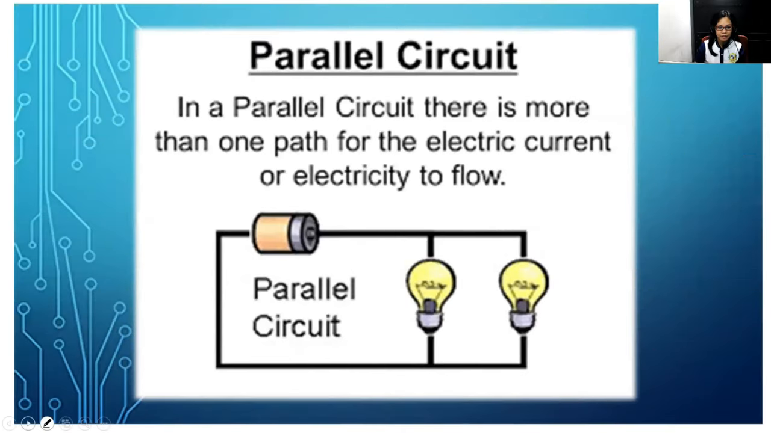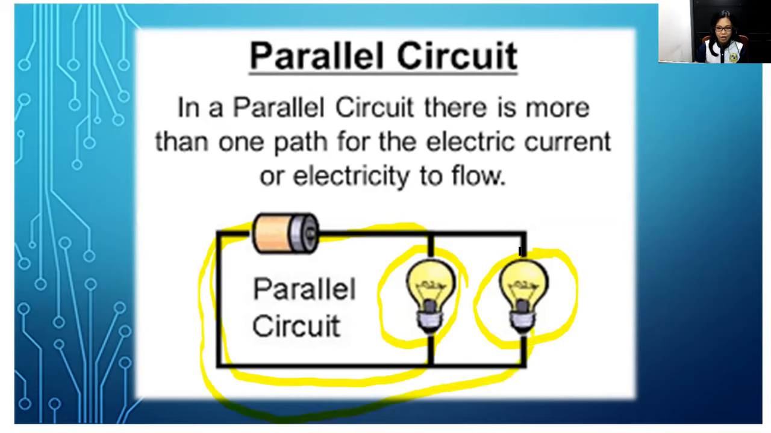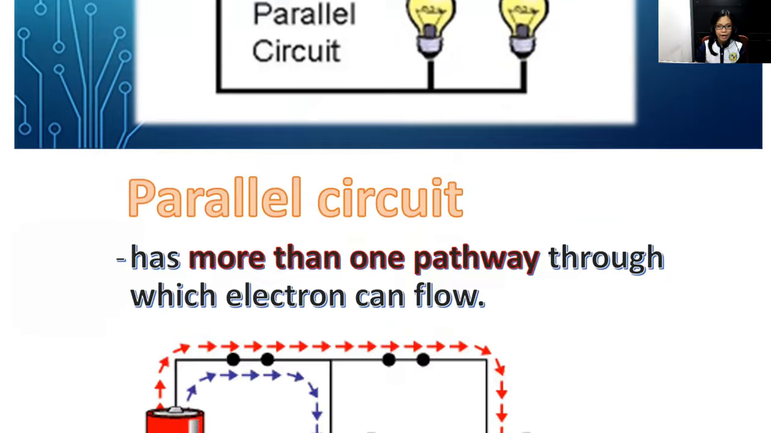Now, let's proceed to parallel circuit. In a parallel circuit, there is more than one path for the electric current or electricity to flow. As you see here, there are two bulbs. So how many ways can electrons flow? There are two ways. One way to the first bulb and back, and then another way to the second bulb, and then back to the dry cell. That is a parallel circuit because there are two pathways here through which electrons, electric current or electricity can flow.